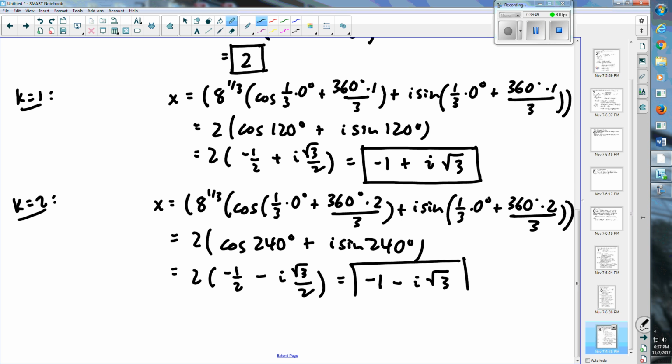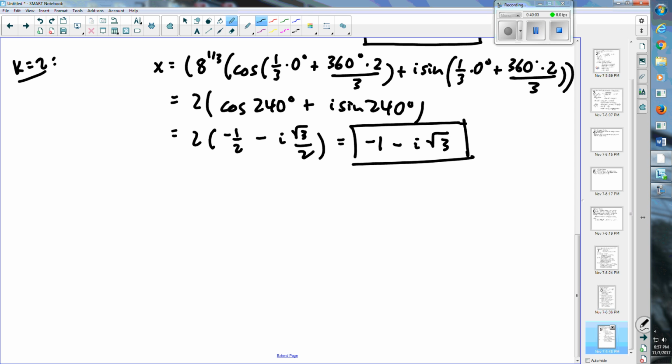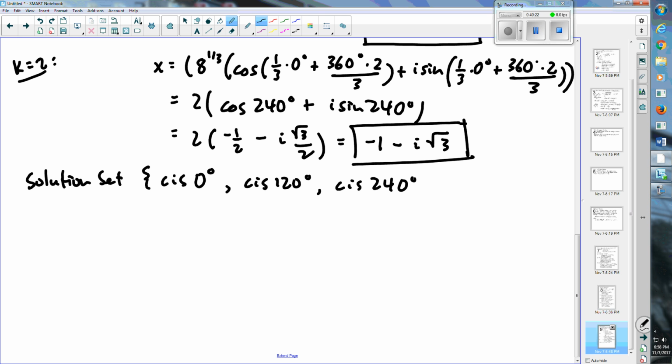All right. And that makes sense because we know these solutions have to come in complex conjugate pairs. So we have negative 1 plus i root 3, and we just found negative 1 minus i root 3. So if we were to write the solution set, we could write it, let's see, how about just writing it as CIS of 0 degrees, CIS 120 degrees, CIS of 240 degrees.